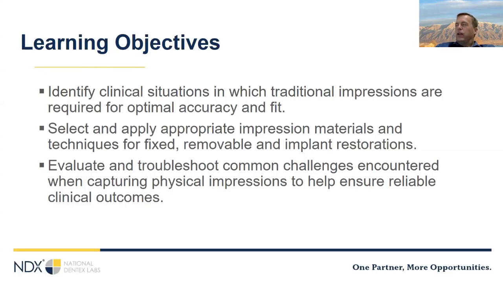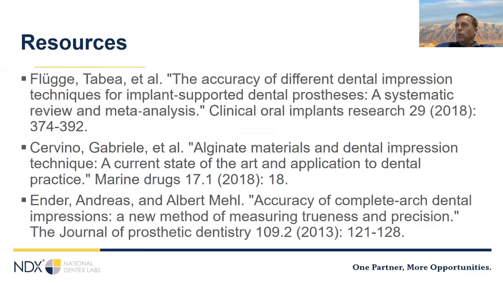So tonight we're going to look at situations in which you might want to use a traditional impression. I want to talk about appropriate materials and techniques, especially for fixed, removable, and implants. And then we want to look at some common challenges and decide how we deal with them, and specifically if we need to take another impression or if we can maybe make it work. These are some resources that I've looked at that I find helpful, and you might as well.